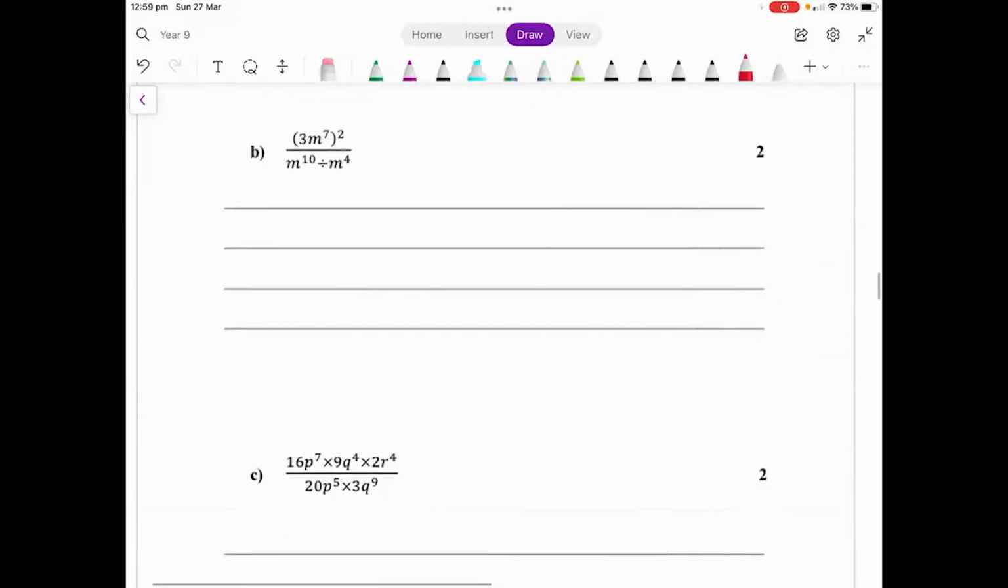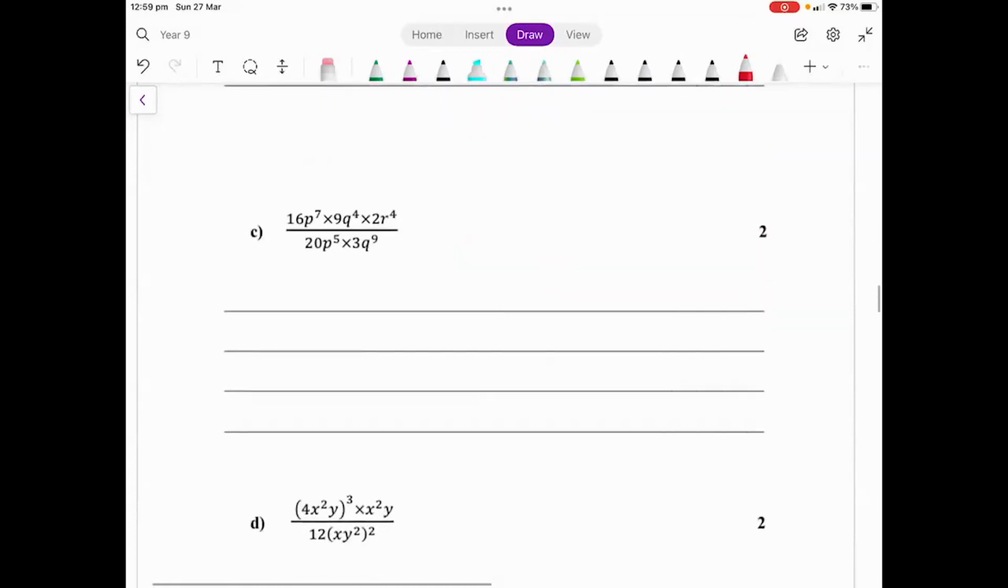Question B, we expand the brackets for the numerator. 3 squared is 9, and 7 times 2 gives us m to the power of 14. For the denominator, it's division, so we do 10 minus 4 for the powers. That gives us m to the power of 6. Finally, we can simplify that. 14 minus 6 for the powers of m gives us 9m to the power of 8.